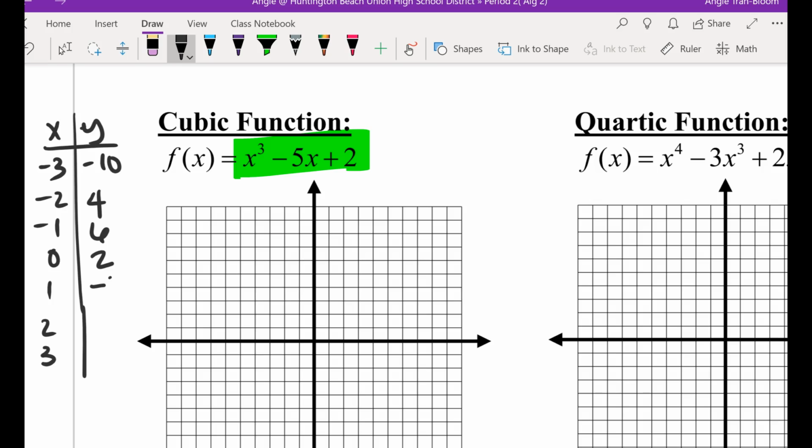Amanda, at 1, calculator says what? -3. Someone confirm that? Because Amanda's questioning. A lot of them are wrong. At 1, what did the calculator say? Negative 2. Amanda, do you have negative 2 in the calculator? No, I don't. It went all weird. All the values.